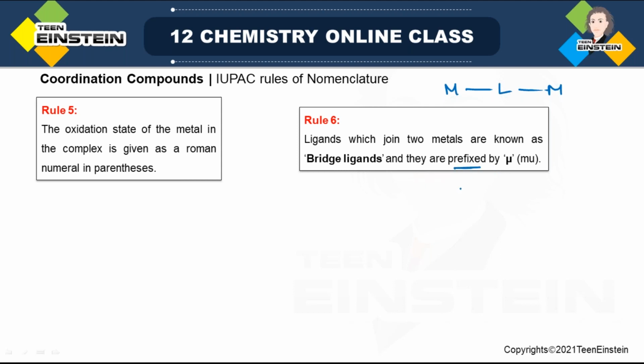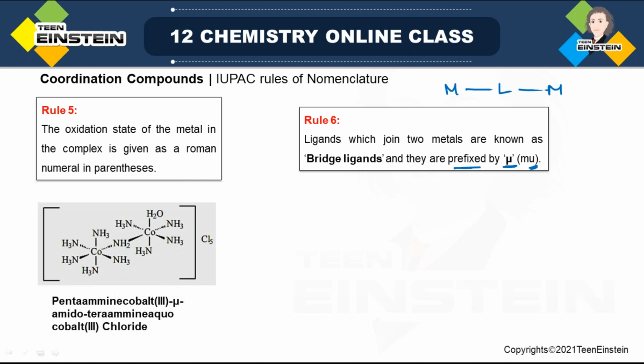Prefix means the term that we use before the name. Suffix is what we use after the name. So it will always be prefixed by mu. Its pronunciation is mu, but we use this type of term. So see an example of a bridging ligand.